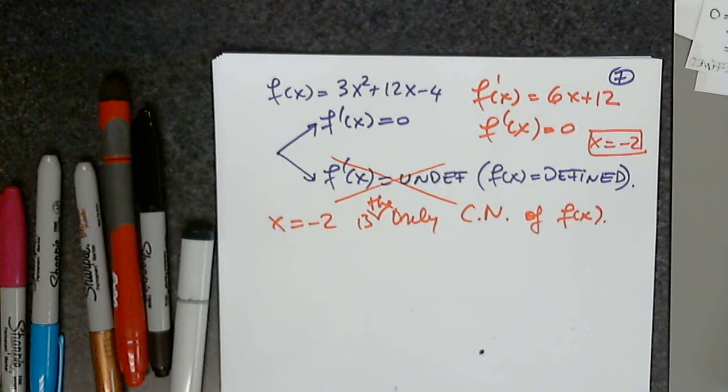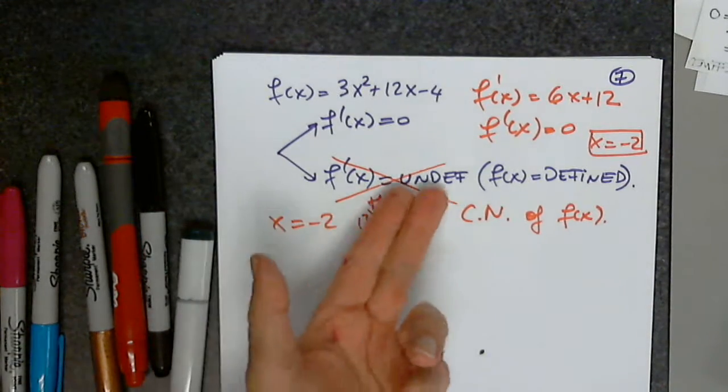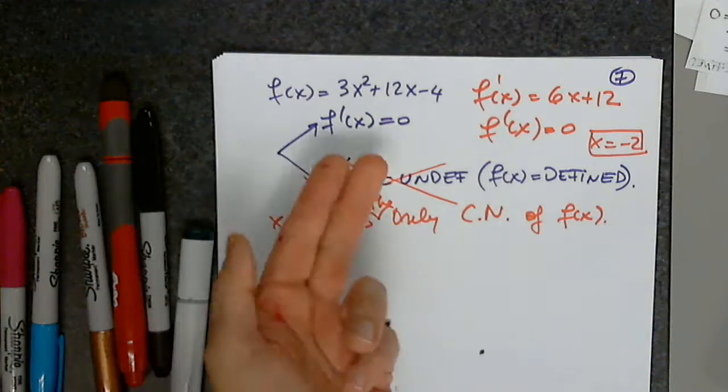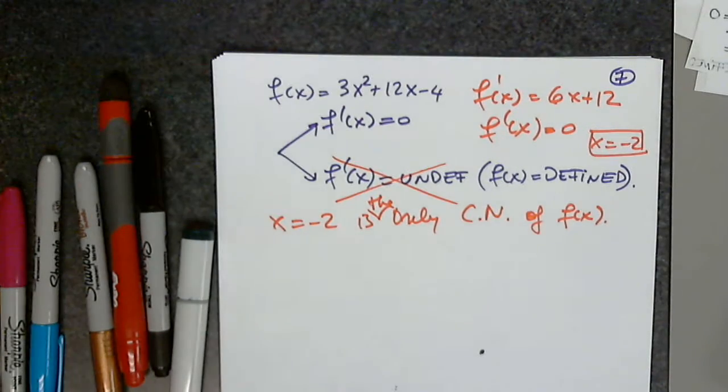Can you run through that one more time? I find the derivative and I realize that it can never be undefined, so no critical numbers come from this source. But critical numbers come from f prime of x being 0, which is x equals negative 2. Is that better? Yep. Good.